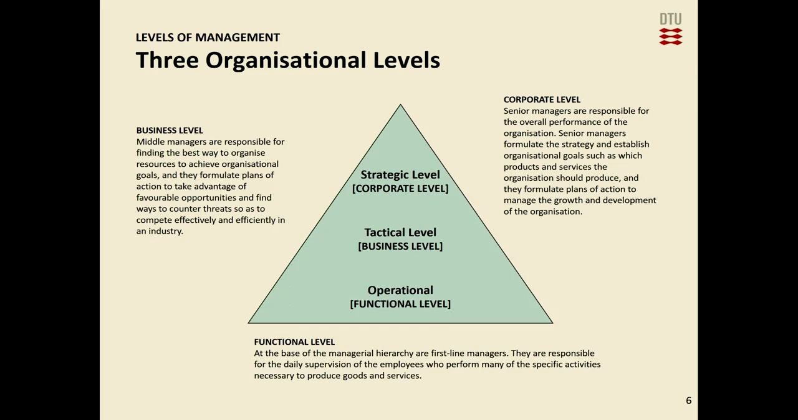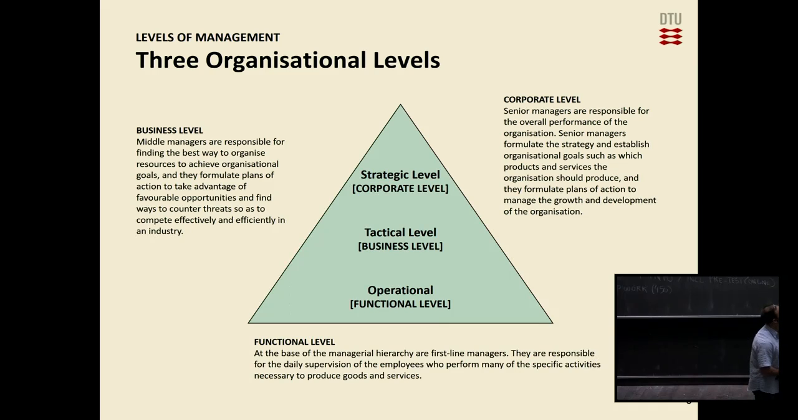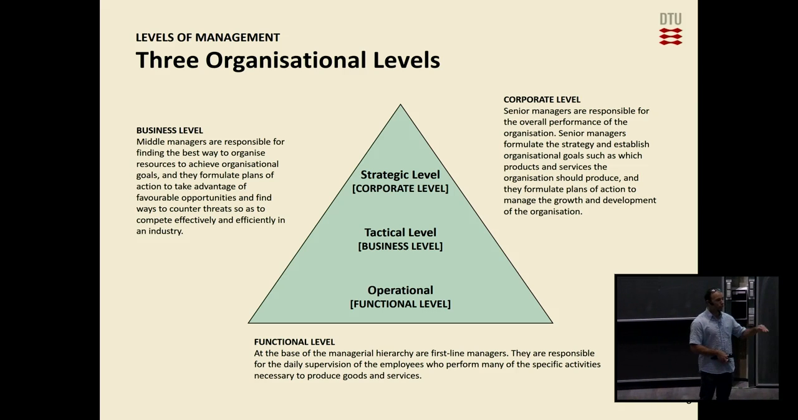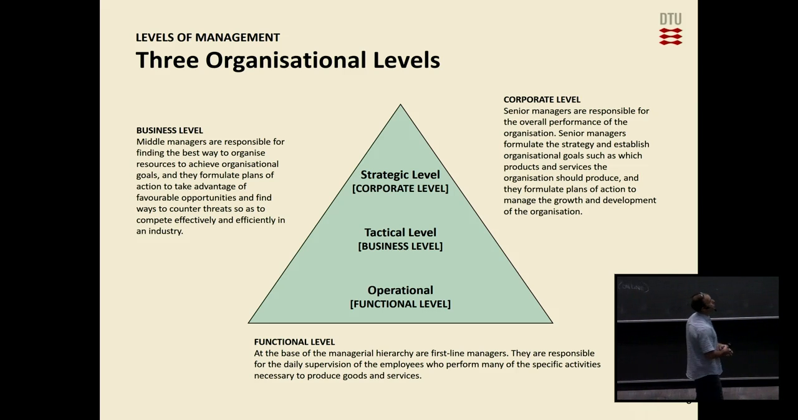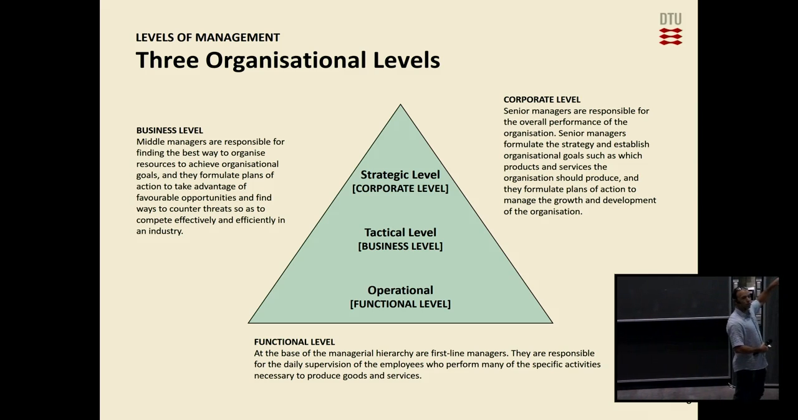When we look at an organization, we simply divide it into three levels. There's the operational level or the functional level at the bottom. That's where we actually do the work. That's where we have the first line manager. This is where things happen and where you should focus your attention. There's the tactical level, the business level, and of course there's the strategic level.